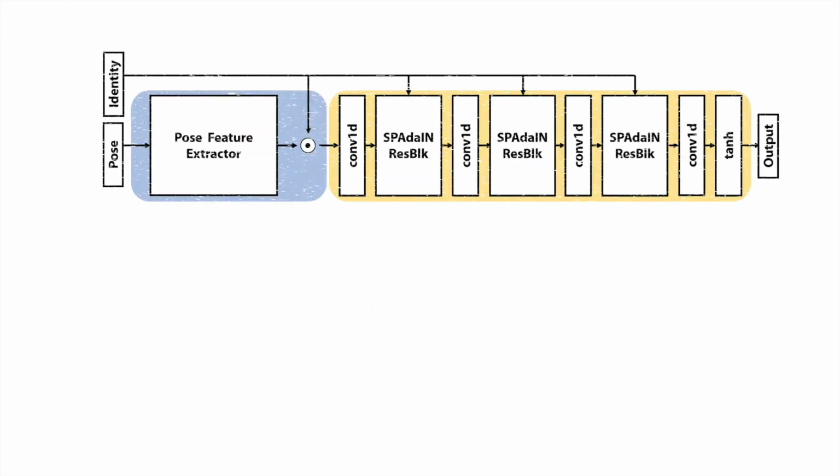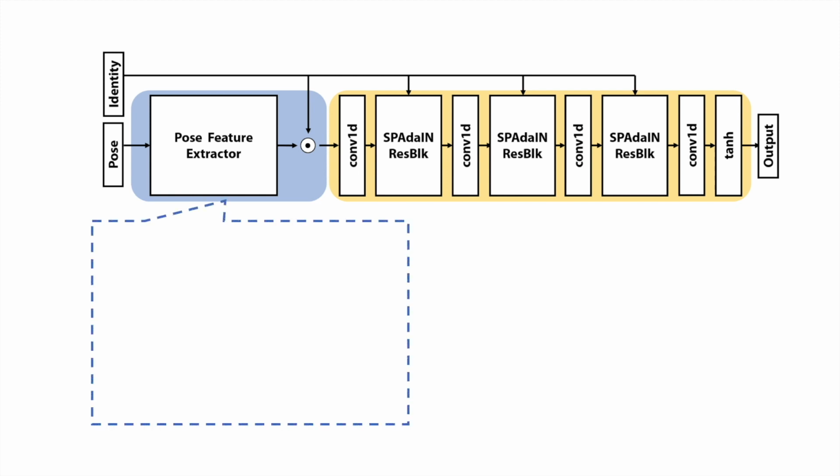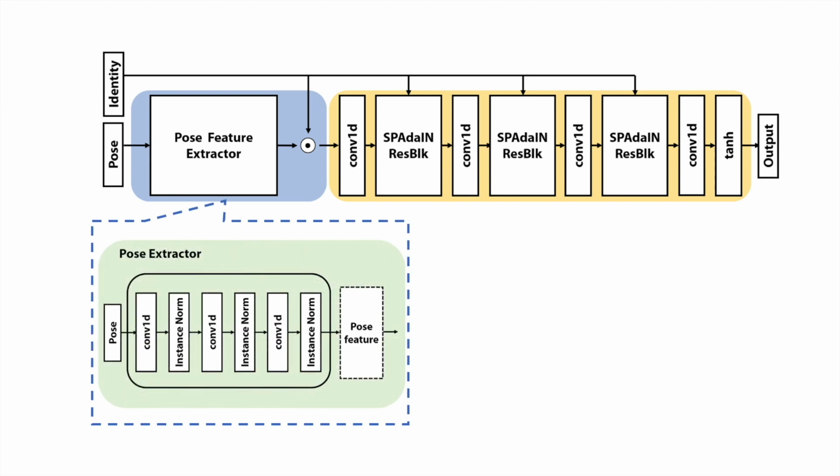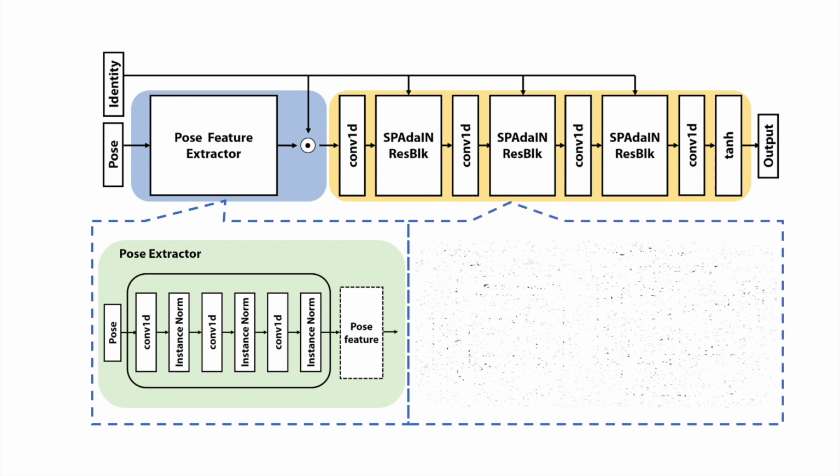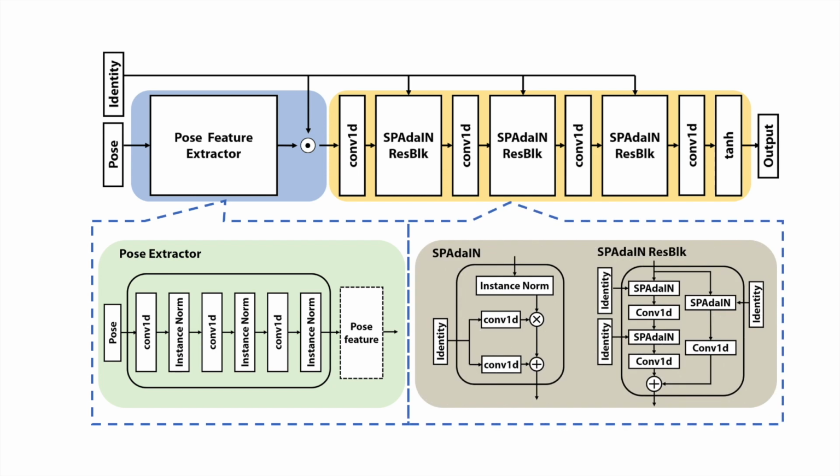Here is the architecture of our network. The whole network is designed by generalizing style transfer in the image domain to deal with points. Firstly, we send the pose mesh into the pose feature extractor and get the pose feature. Then we concatenate it with the identity mesh and send it to the decoder. The decoder is built upon our SPAdaIN ResBlock, which consists of instance normalization and 1D convolution, and can learn the affine parameters in a spatial way.